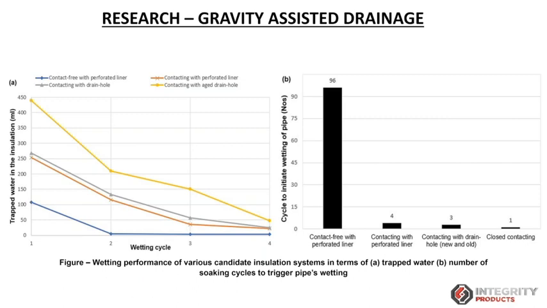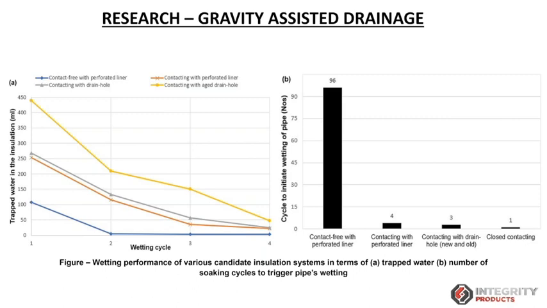So based on this trend, we tried to look for how many cycles each system needs to start the CUI. The blue system, that is a contact-free system with the drain plug, needs 96 cycles of wetting to initiate the wetting of the pipe. Unlike this system, the other systems can soak the pipe in 4 cycles and 3 cycles, and the closed system can soak the pipe in the very first cycle.